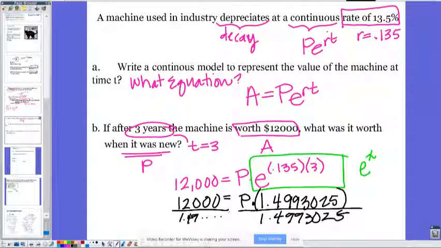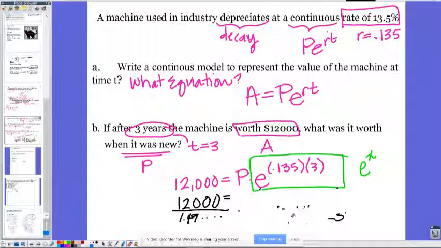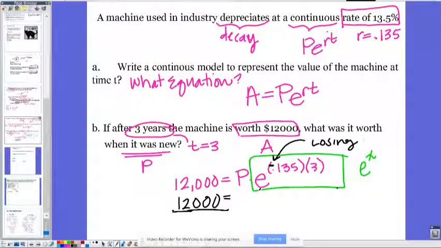And I got a wrong number, and I know why. See, even in math, you guys know I make mistakes, that's right. I need to erase this here. I forgot that this should be negative because I just talked about that on the last slide. It's losing value, so it needs to be negative. So I'm going to type in e to the negative 0.135 times 3 again. There we go.